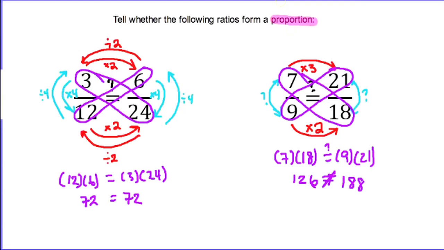And really I should have seen that, because if I look at the ratio on the left, the bottom number is bigger than the top number, but in the ratio on the right, the top number is bigger than the bottom number. So that should have been a dead giveaway that those actually weren't a proportion.